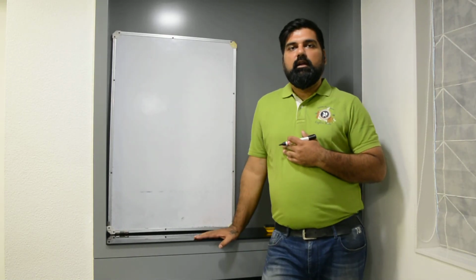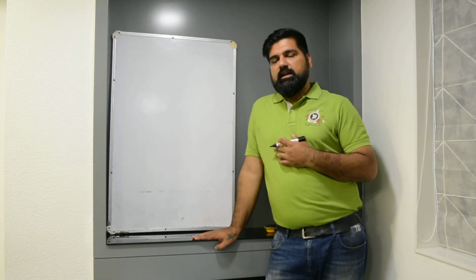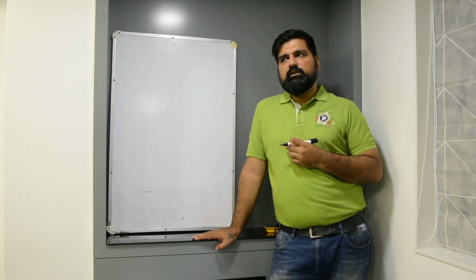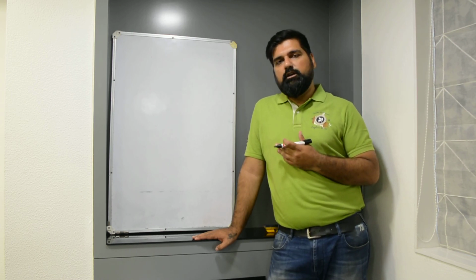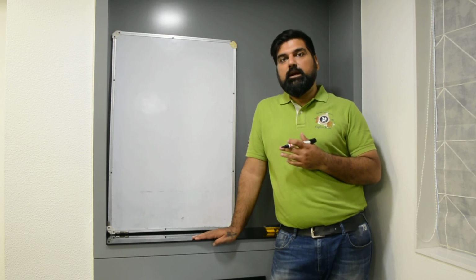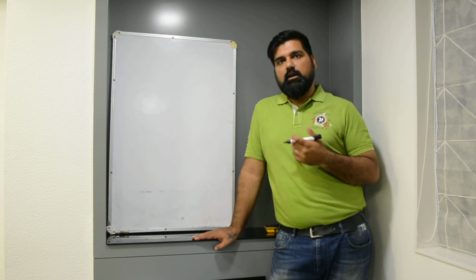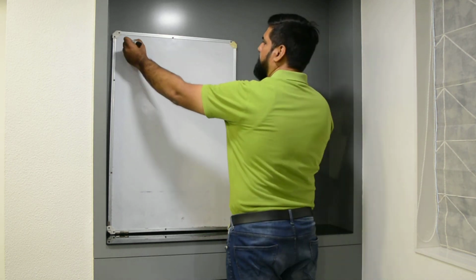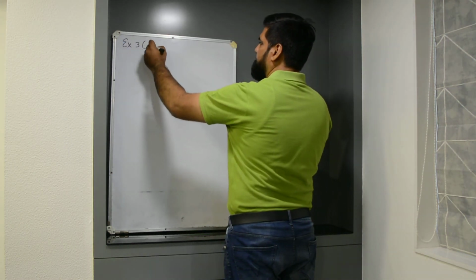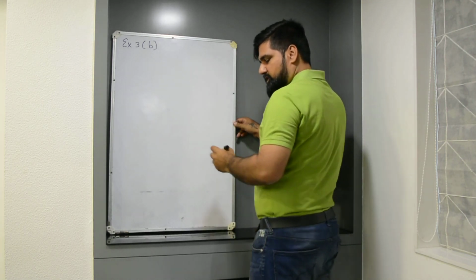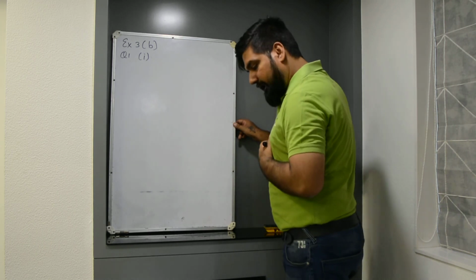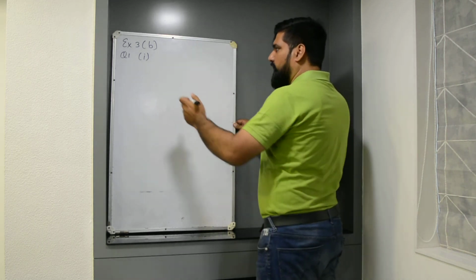Dear students, let us continue the expansion chapter and start with exercise 3b. These are the same concepts we learned earlier in exercise 3a, but now we'll be applying them to the questions. Like if I see exercise 3b, the first question, question 1, first part: find a square plus b square.